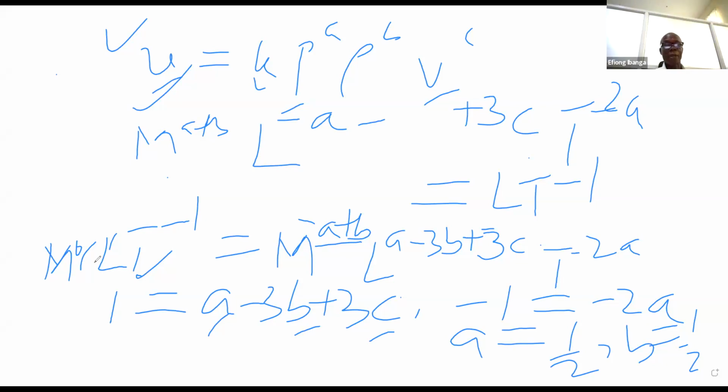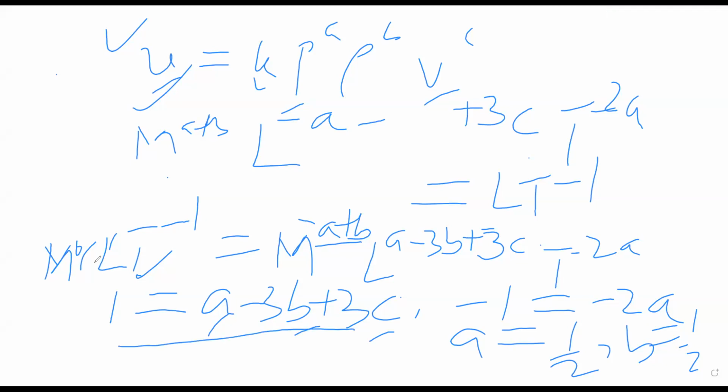So you are going to come here and write, going to this other equation that I have with b and c. It is going to give me, a is a half, so that's going to give me half, then minus 3 over 2 times b, minus 3 over 2, since b is half, plus 3c. So if we do that, I'm going to have 1.